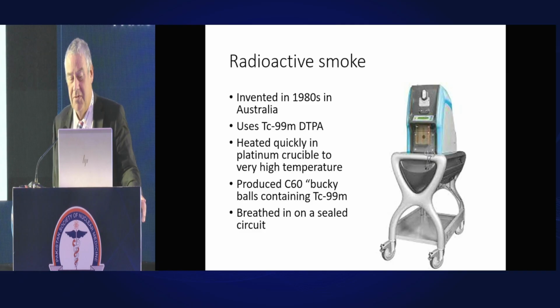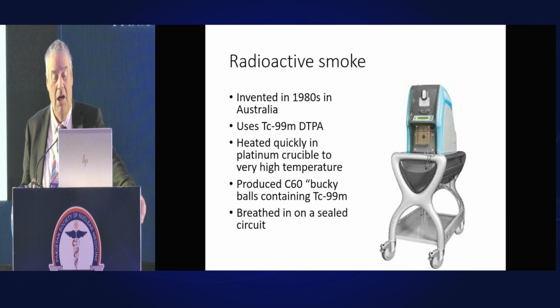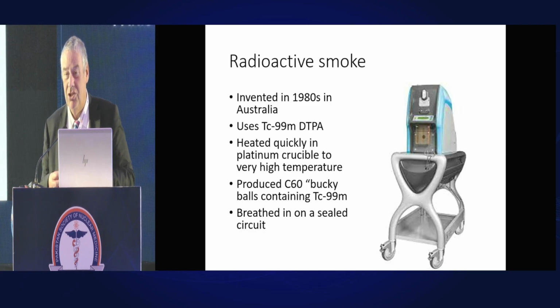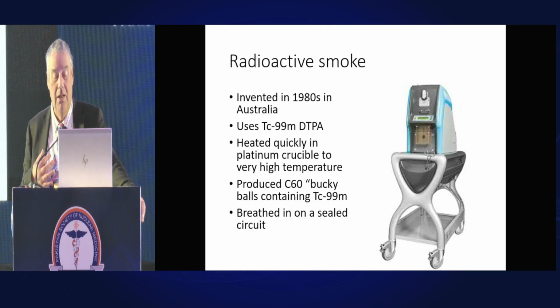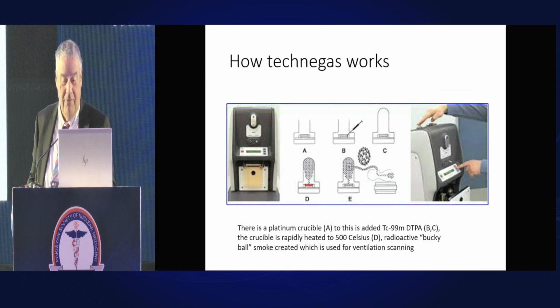So radioactive smoke was invented in the 1980s in Australia, and it uses DTPA, which is heated very, very quickly in a platinum crucible to a very high temperature, about 1300 degrees centigrade, in a flash heat. This produces something called a C60, a carbon-60 buckyball, and that contains the actual technetium. These buckyballs are very small and they can be breathed in very well. And they again use a sealed system so you don't get the stuff to spew and escape everywhere.